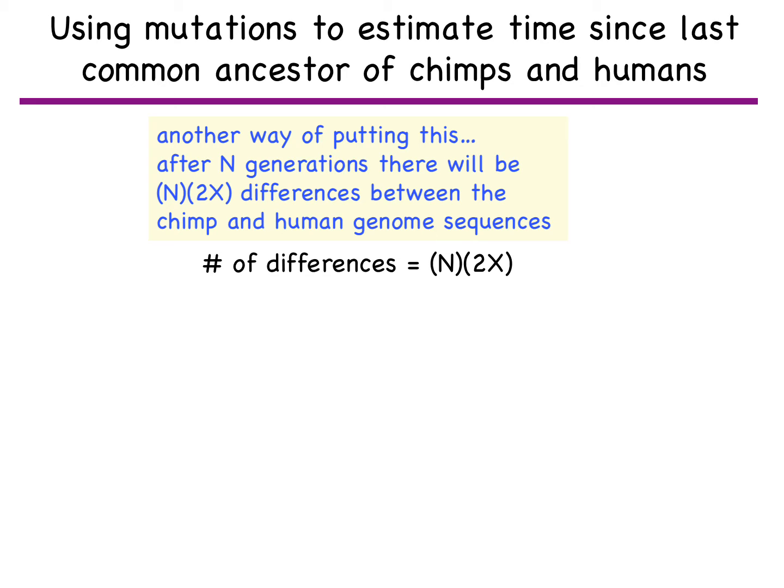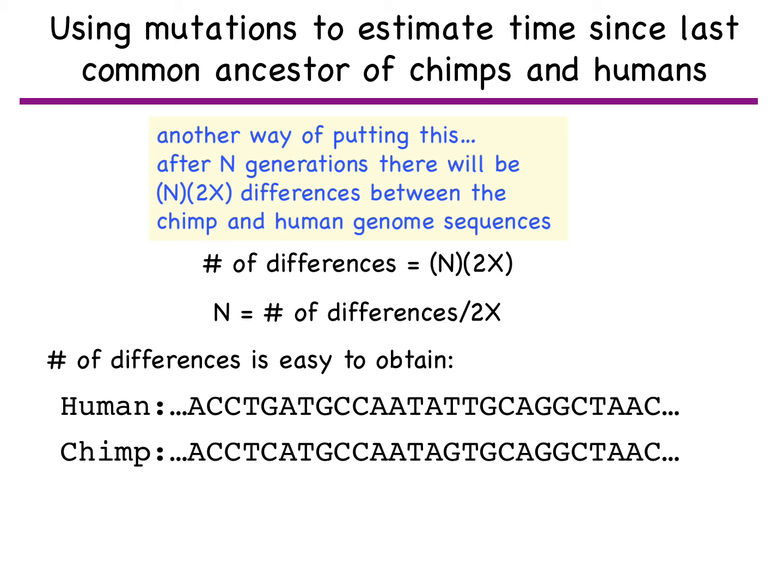So I'm now just going to use algebraic manipulation to rearrange this equation. I'm just going to divide both sides of the equation by 2x. And that gives me n equals the number of differences divided by 2x. So we can get the number of generations just by taking the number of differences in the human and chimp sequence and dividing that by 2 times the number of mutations that are acquired at each generation from either of the two lineages. So the number of differences is easy to obtain because we have the human genome sequence.